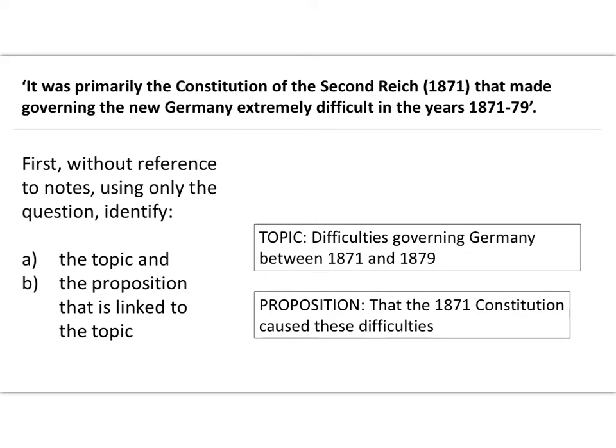So I'm going to use an example. Here we've got a question that you're looking at the top there. It was primarily the constitution of the Second Reich that made governing the new Germany extremely difficult in the years 1871 to 79. What I'll do here is use blue to identify the topic, and I'll use red for the proposition. And that's our real first starting point.